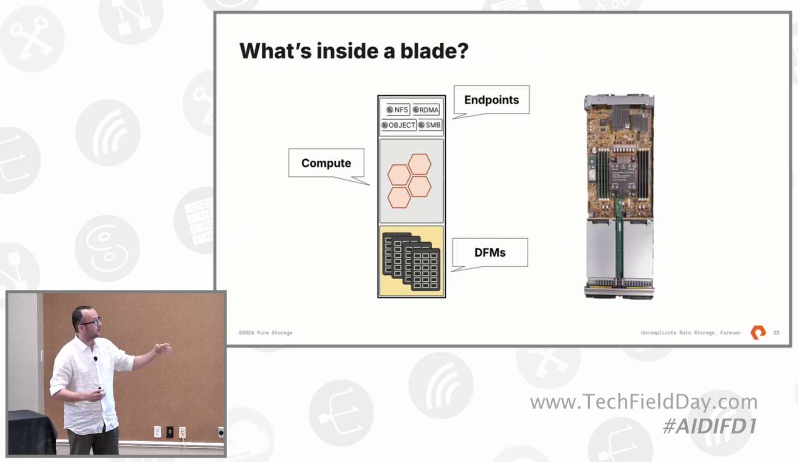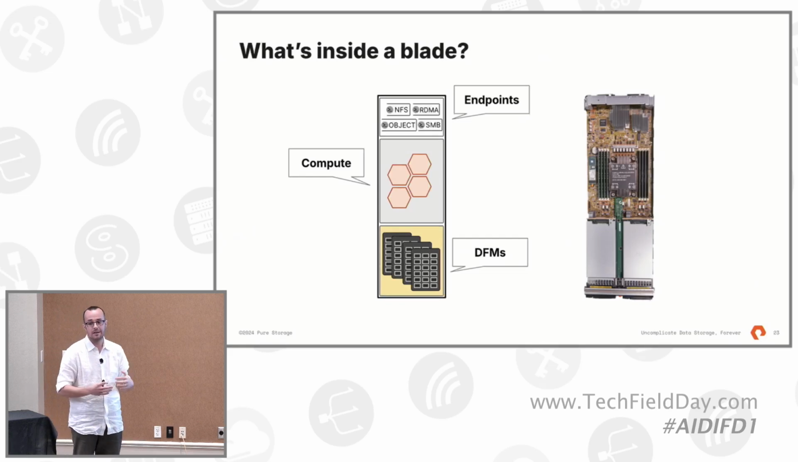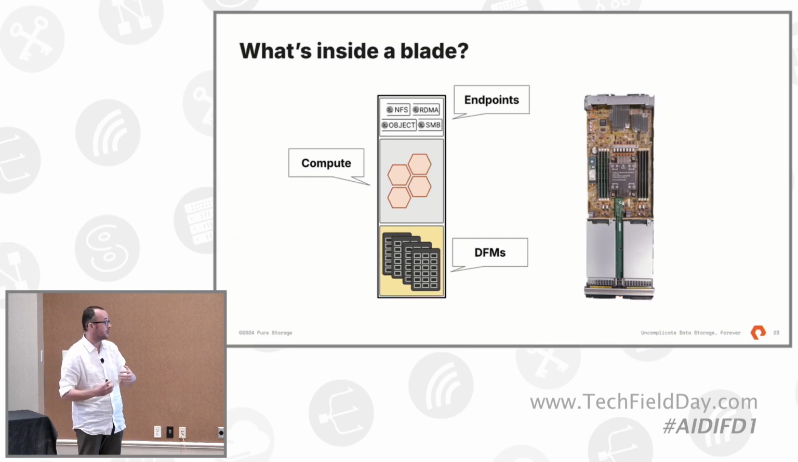Then we pop up. You can see the CPU complex and the DRAM on the right. On the left, we have our compute layer. The most interesting thing about this compute layer is that it is not monolithic. It is broken up into these compute partitions. We call them authorities, but think of them as compute partitions.